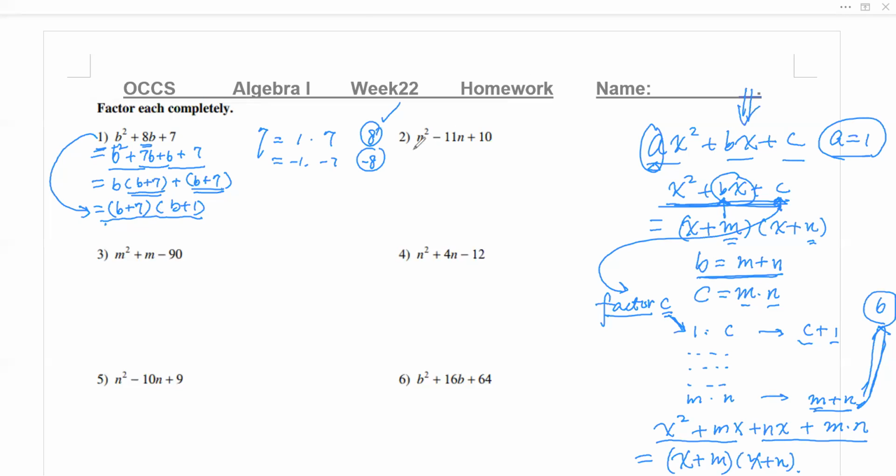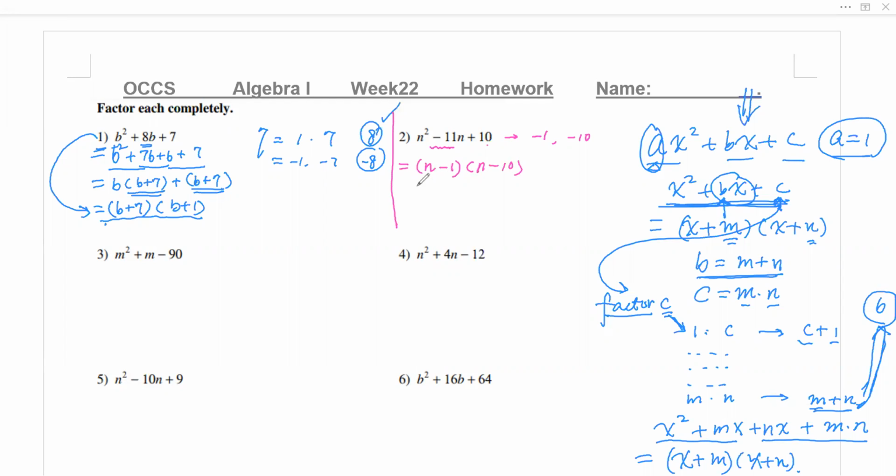See the second, the same. Here is n squared minus 11n plus 10. You can see here is -11, so 10 needs to be factored into what? -1 and -10, right? So we can go one step here: -1 and minus 10.